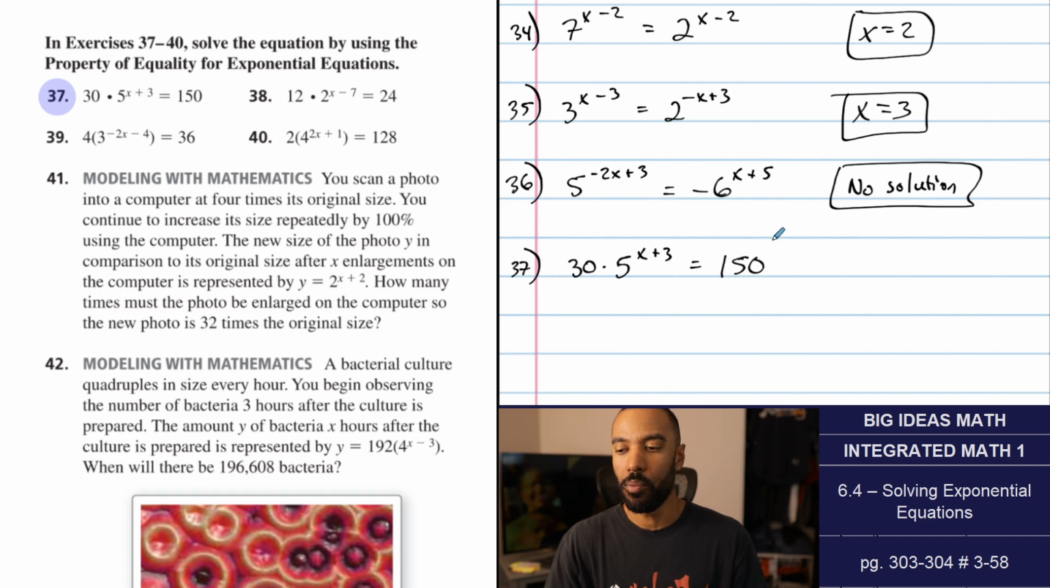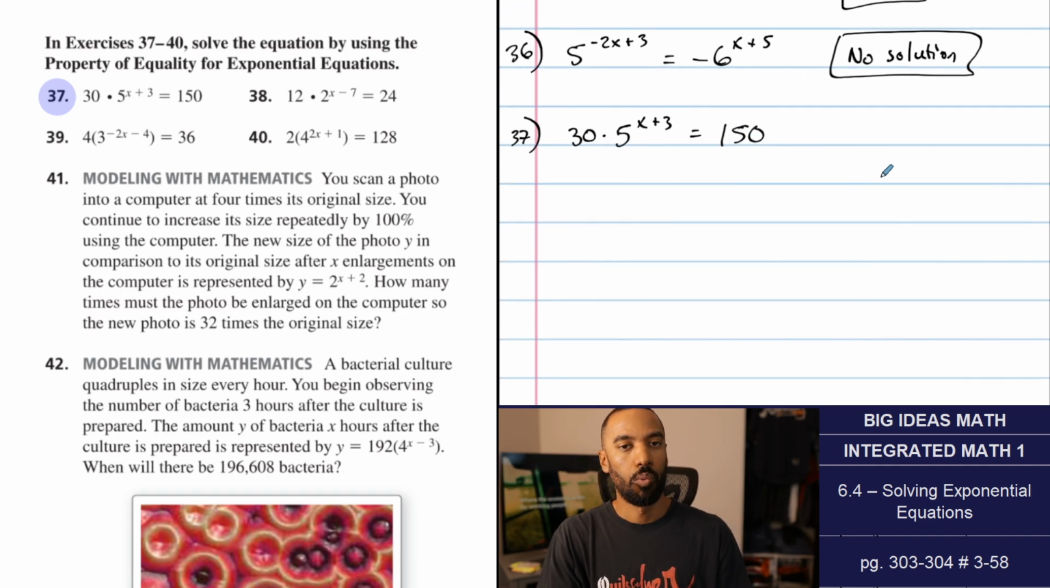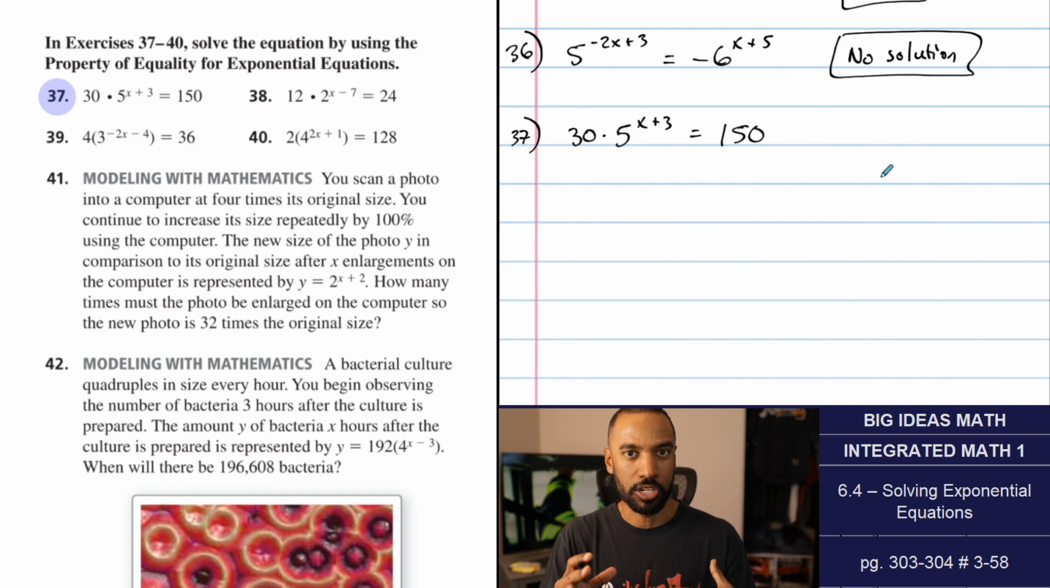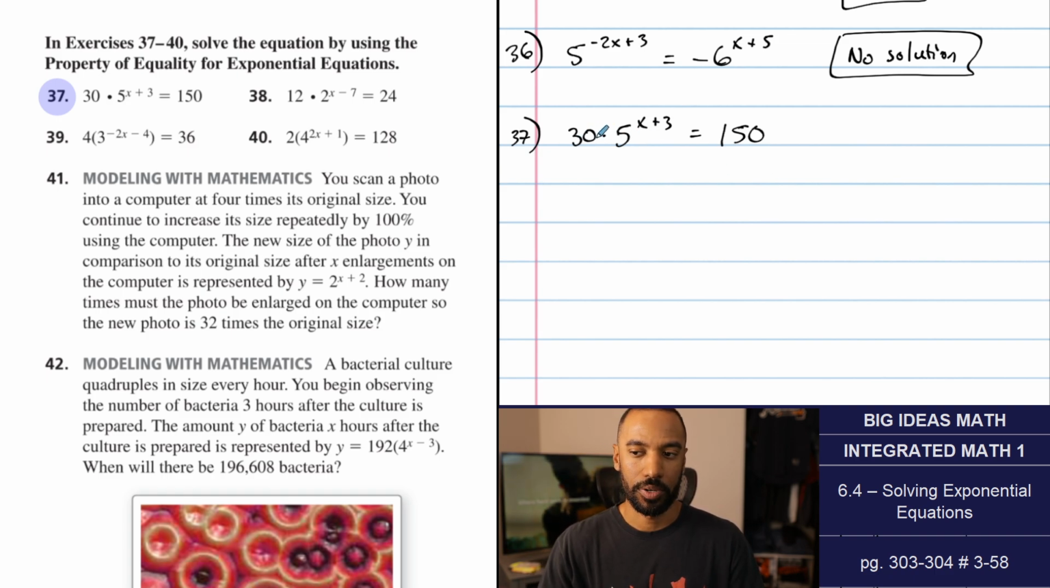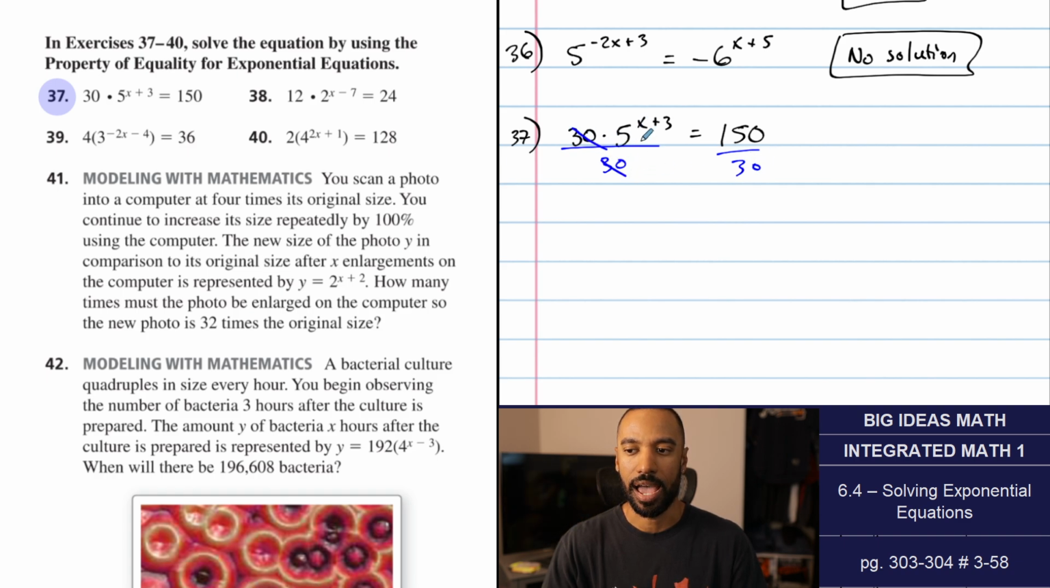What we haven't had to do yet was isolate our exponential term. So this is what we need to do here. I will not do 30 times 5 because 5 is raised to this power first, but 30 times something is giving us 150, and we have to figure out how to work that out. So first thing I'm actually going to do, and I won't write this really often if ever after this, is divide both sides by 30. I have to get this guy by itself so that I can start to work on what I want to work on.